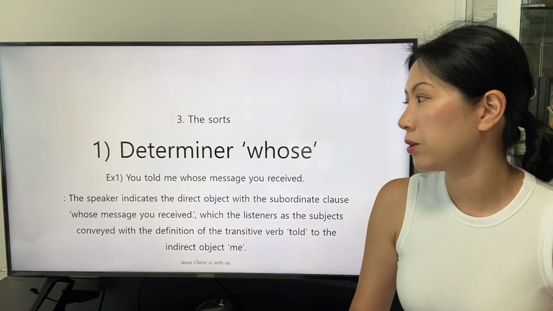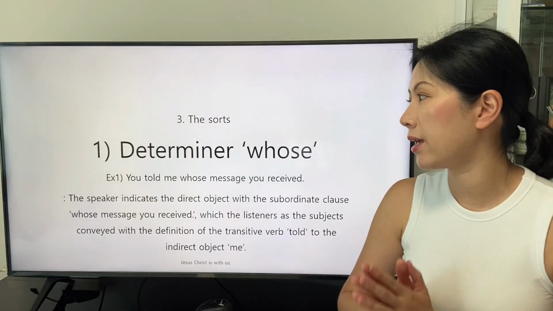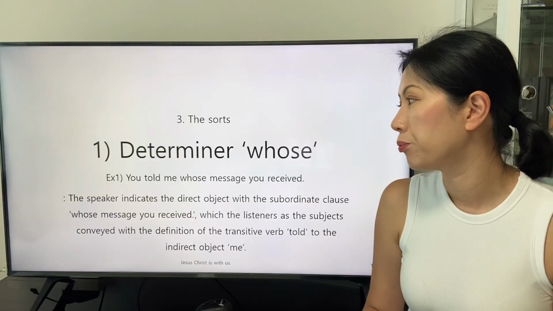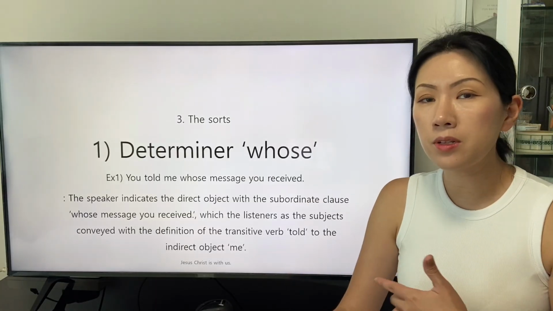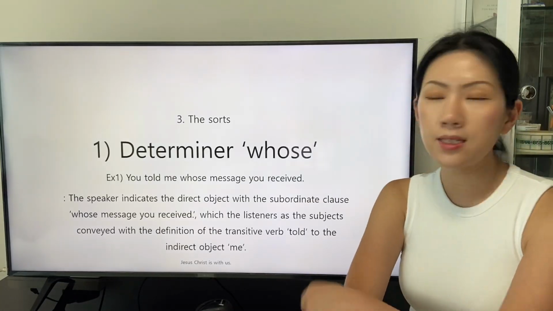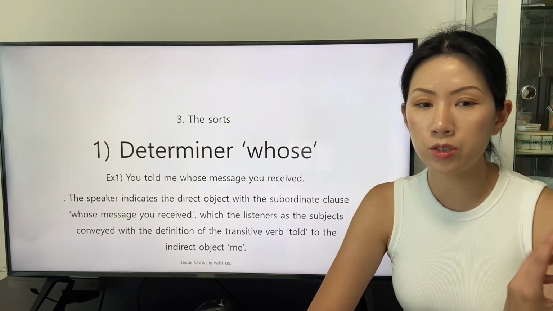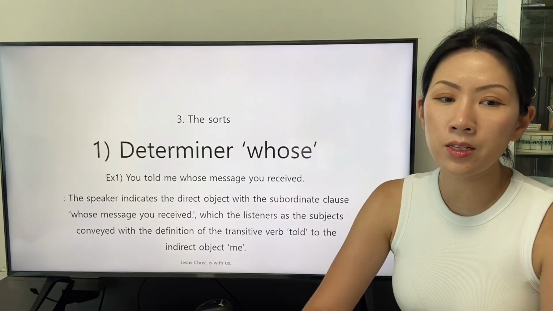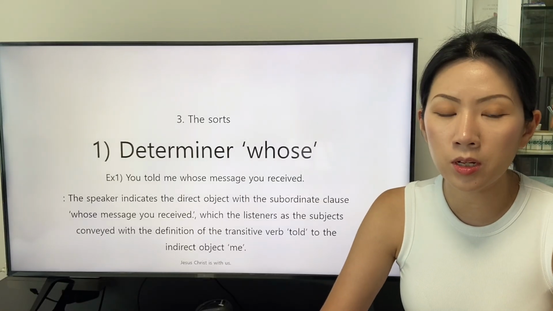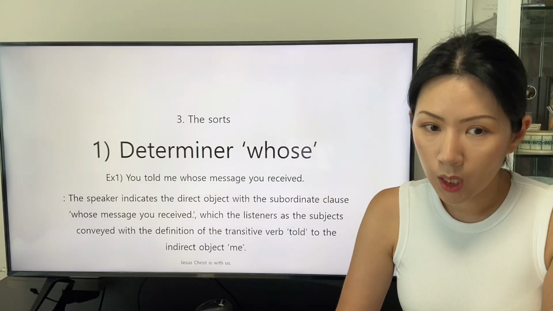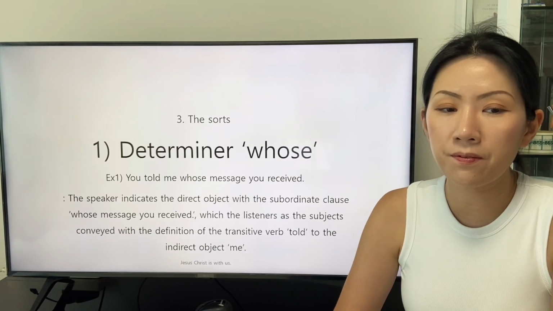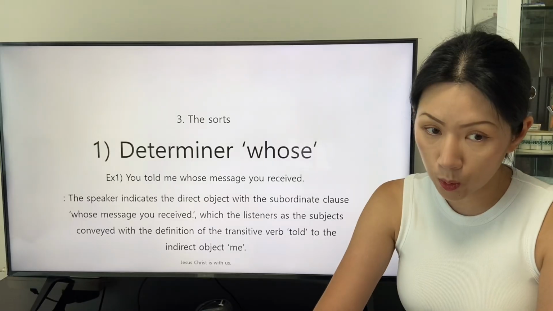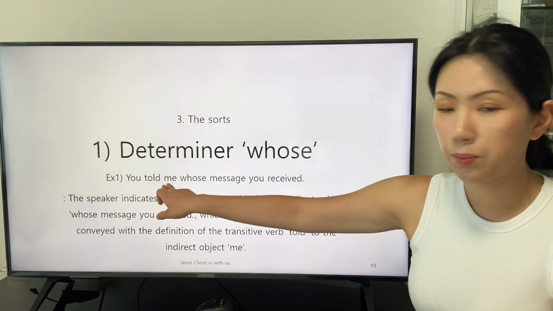Let's study the examples in which the determiner whose is applied as a subordinating conjunction. The first example with the determiner whose is this: You told me whose message you received. The speaker indicates the direct object with the subordinate clause whose message you received, which the listener says the subject conveyed with the definition of the transitive verb told to the indirect object me.